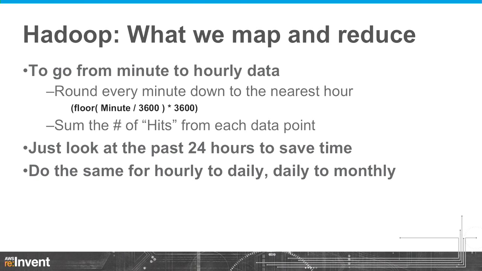Something we do to really make this run a lot faster is we only look at the last 24 hours. So this is a judgment call we made. It takes about 6 hours to run through our data. So we only look at the last day to sort of save some time. And we do the exact same thing to go from hourly to daily and daily to monthly. So it's always, round all the data down to the closest hour, sum it all up, put it back into Dynamo. So on Hadoop, we're using Hive scripts to do that.